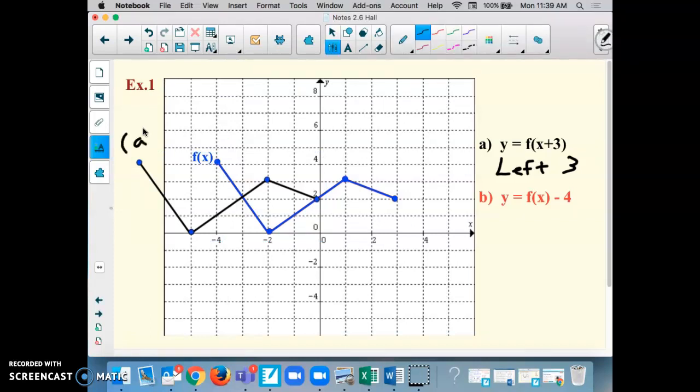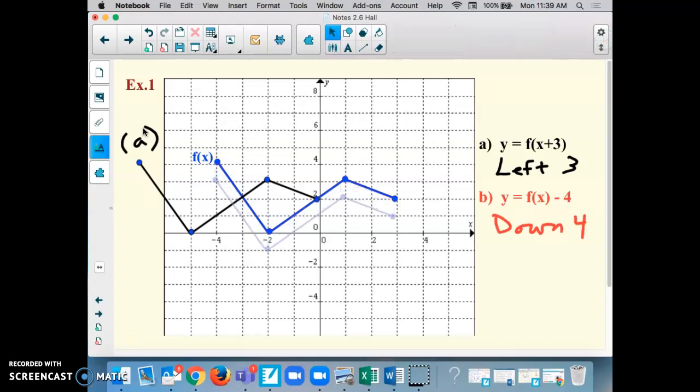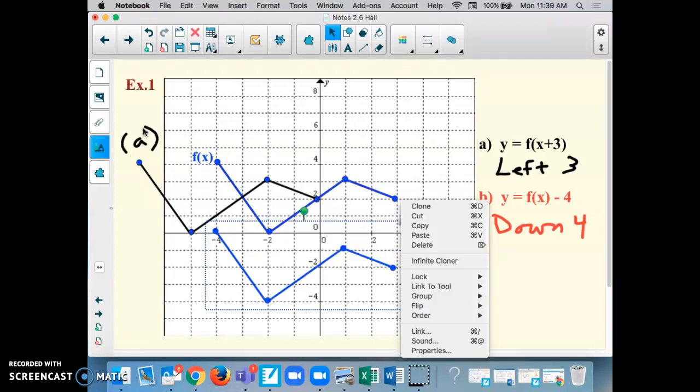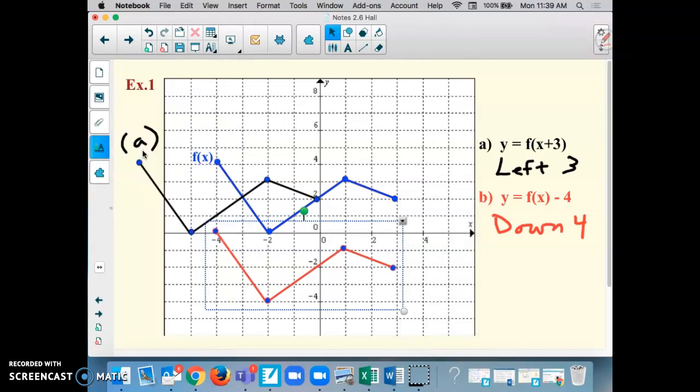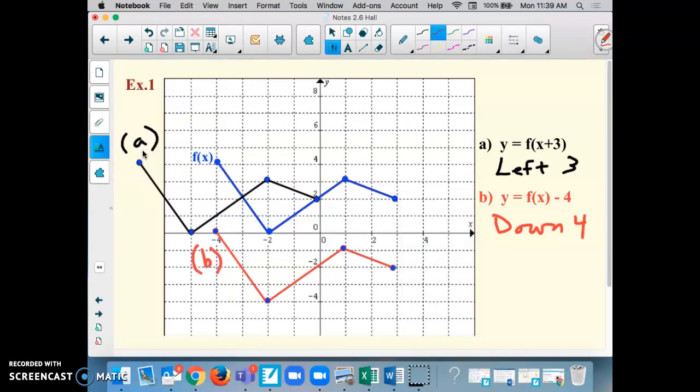Label it. For B, -4, it's on the outside of the parenthesis. This is a vertical shift down 4. Okay, so I'll take the blue one and move it down 4. 1, 2, 3, 4. There's the graph. I'll make it red for you. And that is the graph of B. So you get a horizontal shift for the black one and a vertical shift down for the red one.